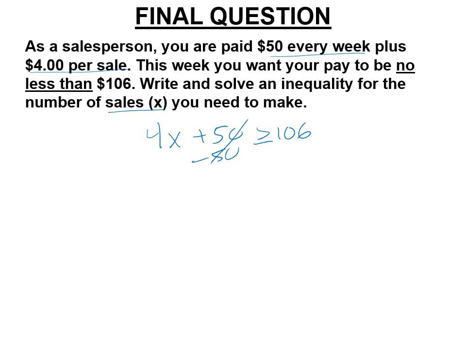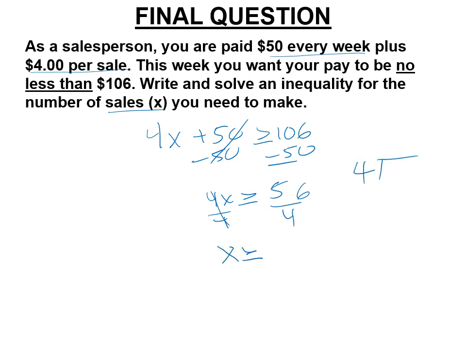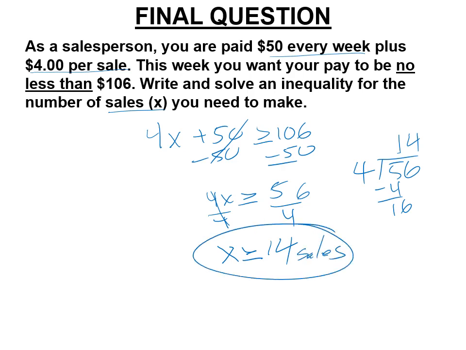Subtract 50 from both sides. 4x is greater than or equal to... what are we borrowing? No, we're not borrowing here. We're getting 56. We're dividing both sides by 4. X is greater than or equal to 56 divided by 4, which is 14. Now, the problem with X, what was it? It was 14 sales. He has to get 14 sales to make at least $106. Good luck with the homework.